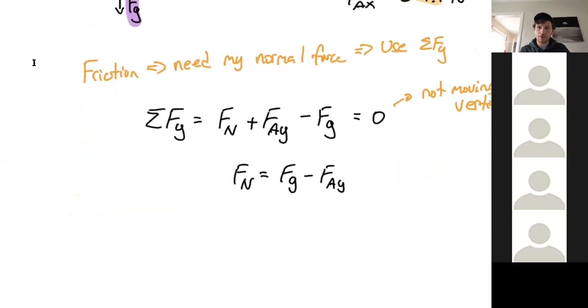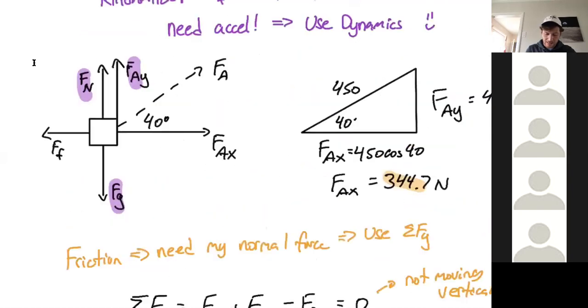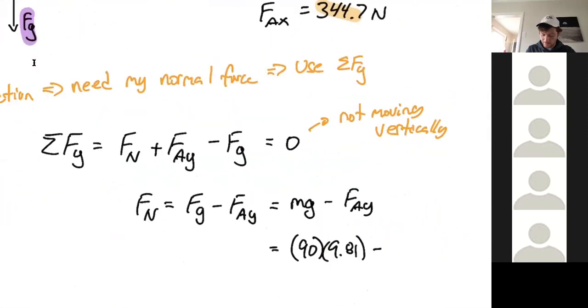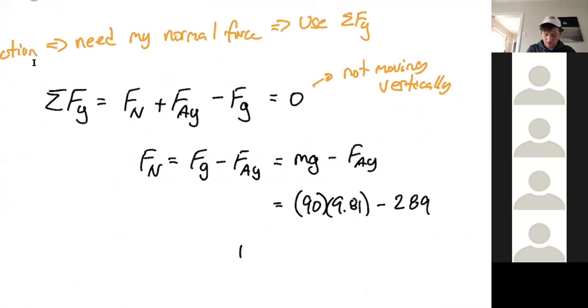Now, depending on the question, you might not have enough information to plug in here, but we know our applied force, we know our force of gravity, so let's just punch these numbers in, right? Mg minus Fay, which is 90 kilograms times 9.81 minus 289, which means our normal force is going to equal 593, right?